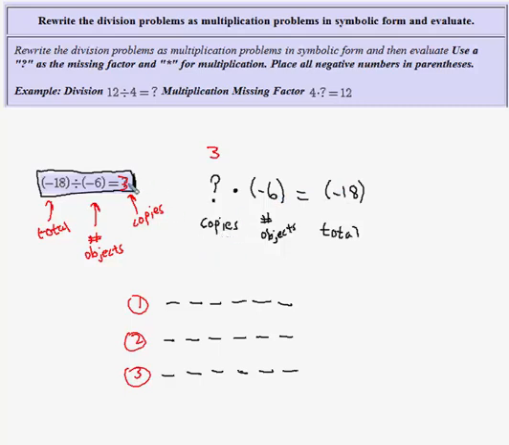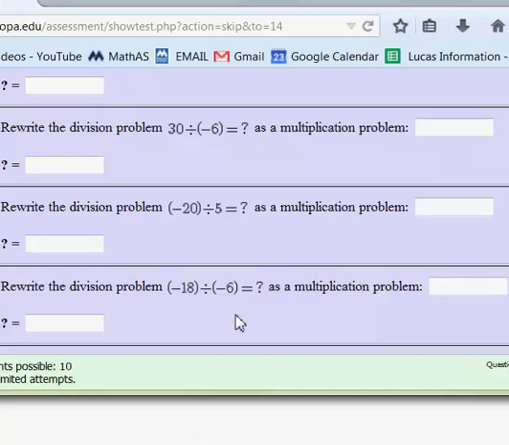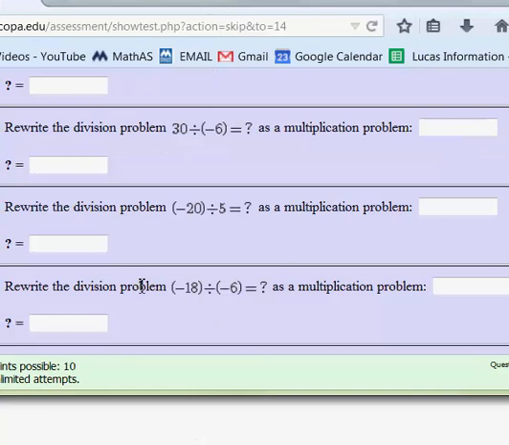So my answer is going to be 3, but the Math AS question, if you remember, had me first writing the division problem as a multiplication problem. So I'm on this one, and we wrote it as, the question mark would be the number of copies of negative 6 it would take to make negative 18. And we make this a multiplication problem by holding the shift key on our keyboard and hitting the number 8 to get an asterisk, and the computer will read that as a multiplication symbol.